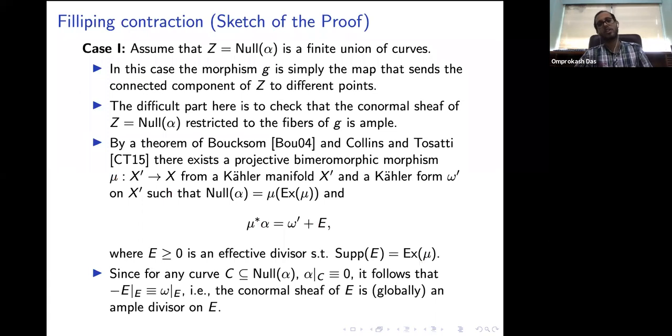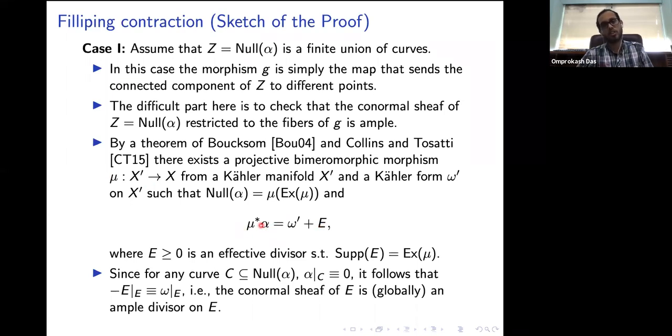Here's the next thing. Let's take a curve C in the null locus of alpha. Since alpha dot C equals 0, alpha restricted to C is numerically trivial. Remember that since X prime and X are threefolds, the image of the exceptional divisors is either a point or a curve. It's going to be a curve in this case, because I know that the image of the exceptional locus is the null locus of alpha, which consists only of finitely many curves. So when I take a curve from the null locus and take the inverse image of that curve by mu and restrict to both sides, that becomes one of the components of E, right?